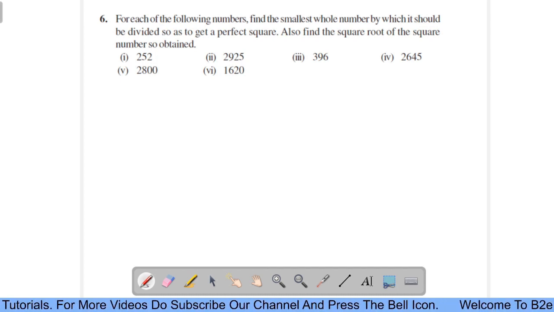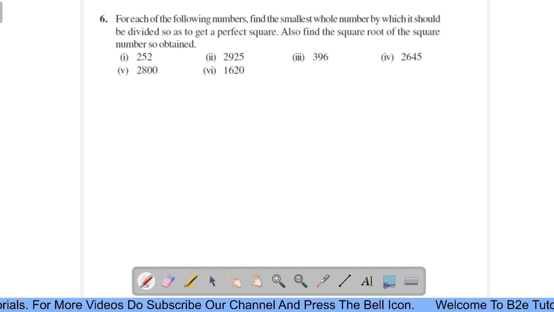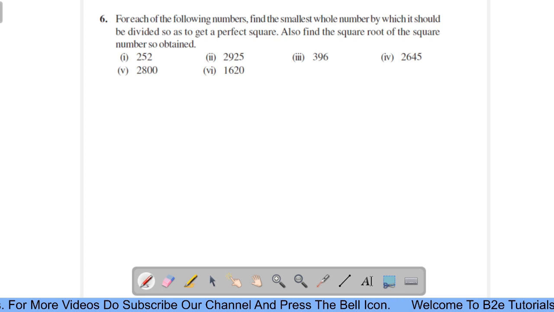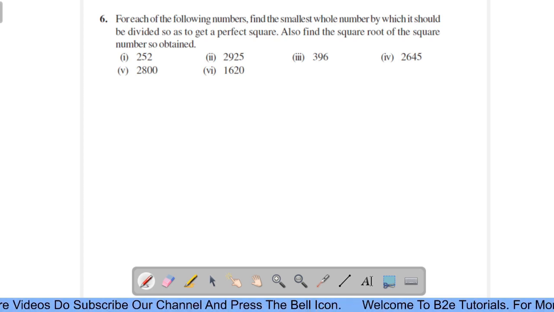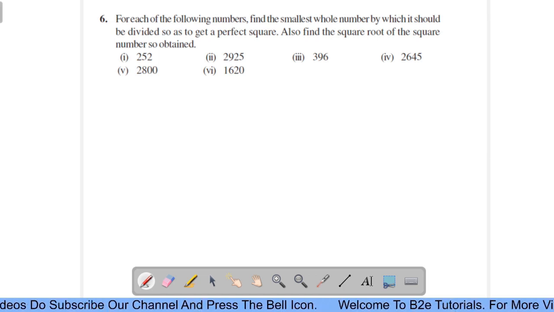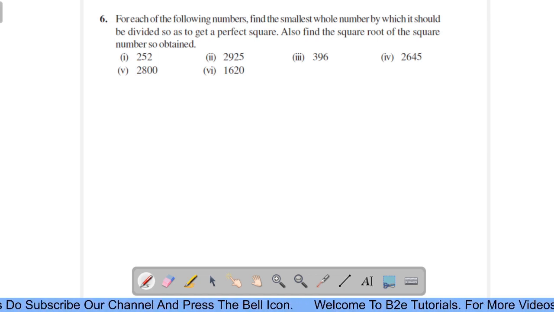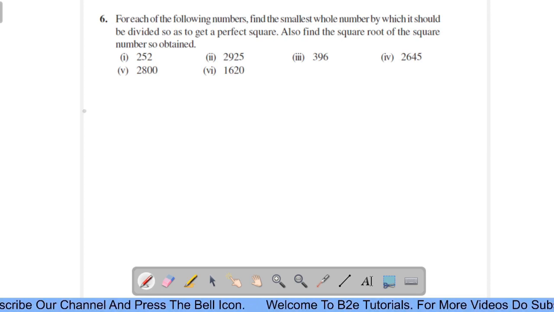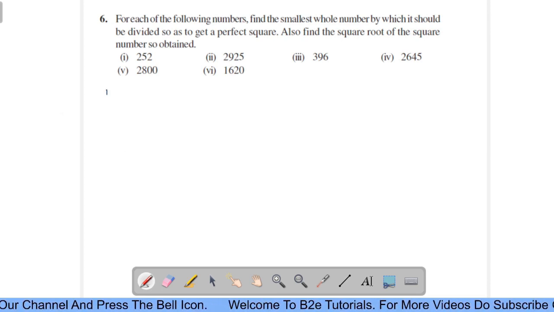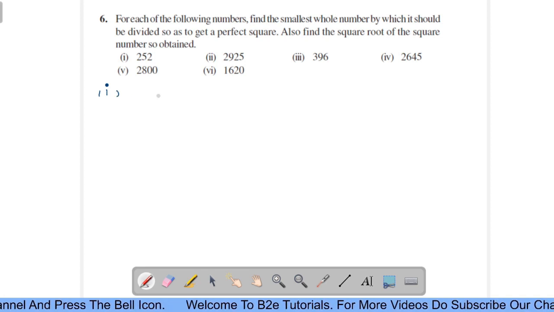Question number 6. For each of the following numbers, find the smallest whole number by which it should be divided so as to get a perfect square. Also find the square root of the square number so obtained. So say first part, it is 252.